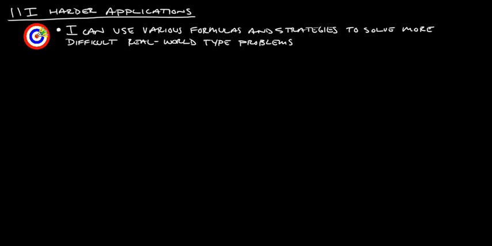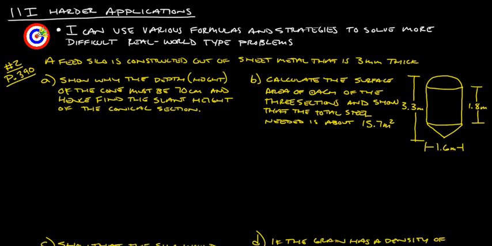I'm going to show you just one example, but it pretty much puts together this entire chapter with a whole bunch of different questions on the same piece here. So this is example 2. This is actually number 2 from page 390 of the book assignment, because they didn't actually give us any examples to go through. It says a feed silo is constructed out of sheet metal that's 3 millimeters thick. Show why the depth, or the height in this case, of the cone must be 70 centimeters, and then find the slant height of the conical section. Conical section just means the cone piece of this silo.